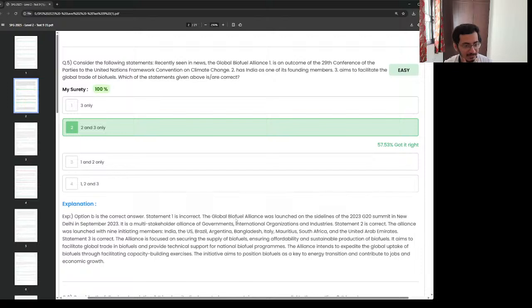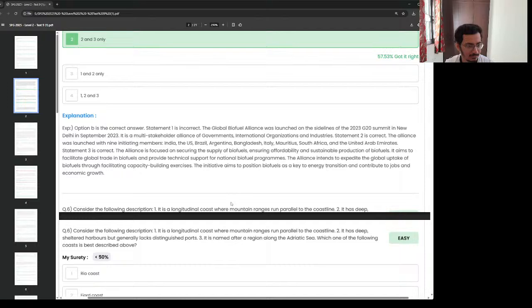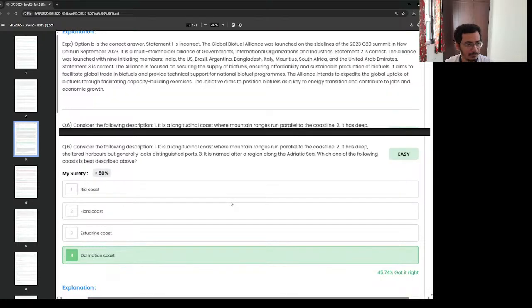It's a multi-stakeholder alliance of governments, international organizations, and all that. The alliance was launched with 9 initiating members. India was a founding member. That I should know. UAE was a founding member. I think this is old current affairs now. It probably isn't going to be there this time. So the next one is: consider the following description. It's a longitudinal coast where... this one I had no idea what it was, so I will skip the question. I think sometimes you have to skip questions like this because you don't know everything, right?